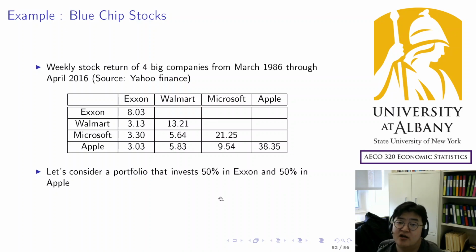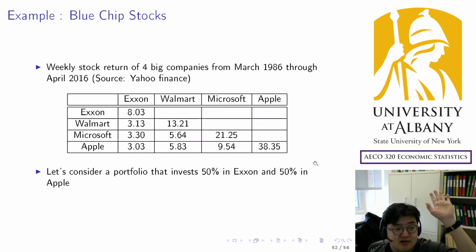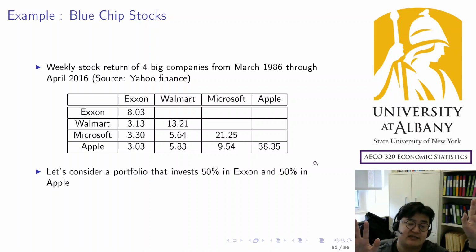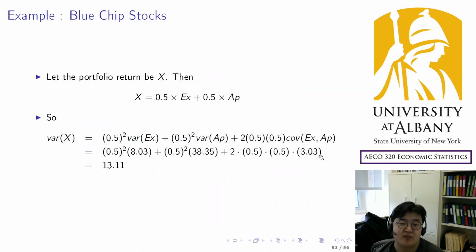Let's calculate the risk of this portfolio. So keep this in mind. Exxon has a variance of 8.3 and Apple's variance is 38. So I am investing in the safest and the riskiest assets at the same time, half and half. And let's see where the final variance will be. So this is what we have: 50% Exxon, 50% Apple.